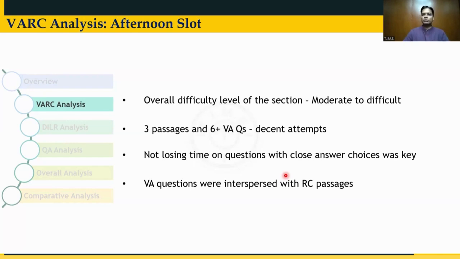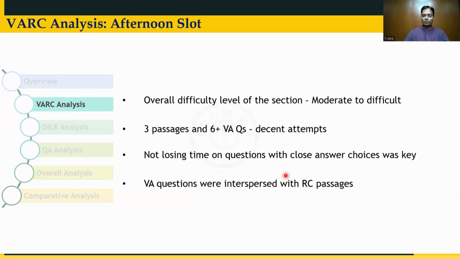So all you had to do was hold your mind and not get a little unnerved by those unexpected interruptions. And you should have ignored those VA if you thought all VA had to be attempted later. And it would have been tough for you to switch between RC mode and VA mode if you didn't ignore the VA in the middle. You would have felt a little bit of a jarring effect on your strategy.